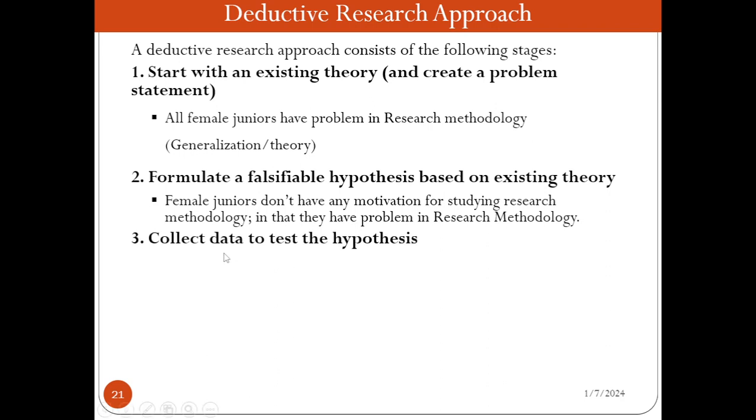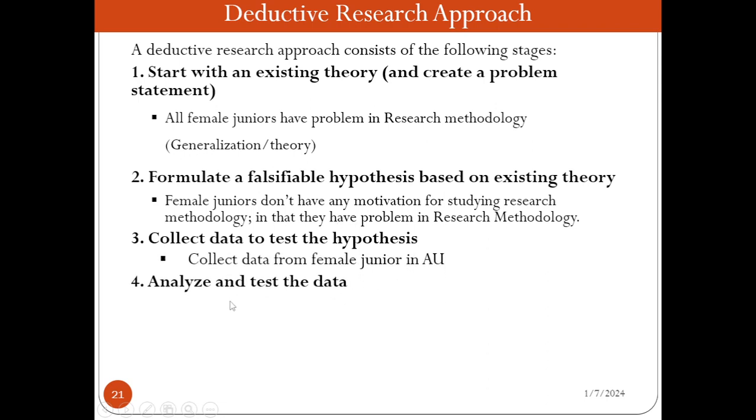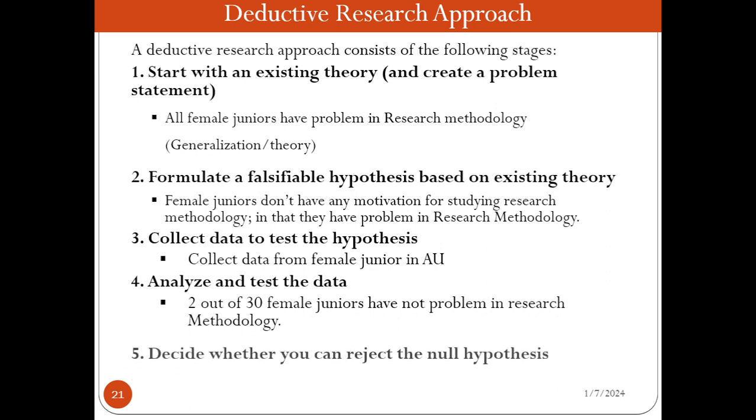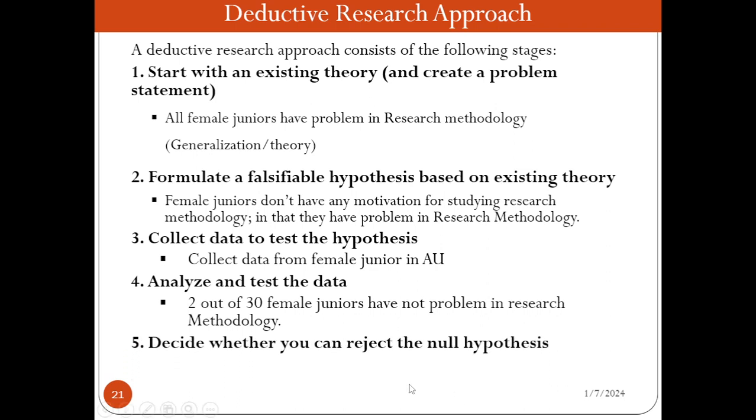So the third step, we collect data to test this hypothesis, whether the two factors are related or not. And then we collected data, analyzed the data and tested the data, and then we found that 2 out of 30 female juniors have not problem in research methodology. So maybe of the 30 girls or maybe the 20 girls that were there, 2 out of them actually didn't have any problem, but most of the girls had problem. So decide whether you can reject the null hypothesis or not.